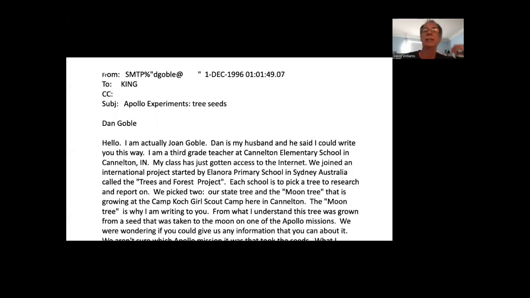And apparently this third grade teacher, Joan Goebel, came across our pages, and she was doing a project with her class on local trees, and they had a tree that had a sign on it. It said a moon tree, and it was at this Camp Koch Girl Scout camp in Kennelton, Indiana. And she wrote to us, and she said, "We don't know anything about these. Can you tell us what a moon tree is?"